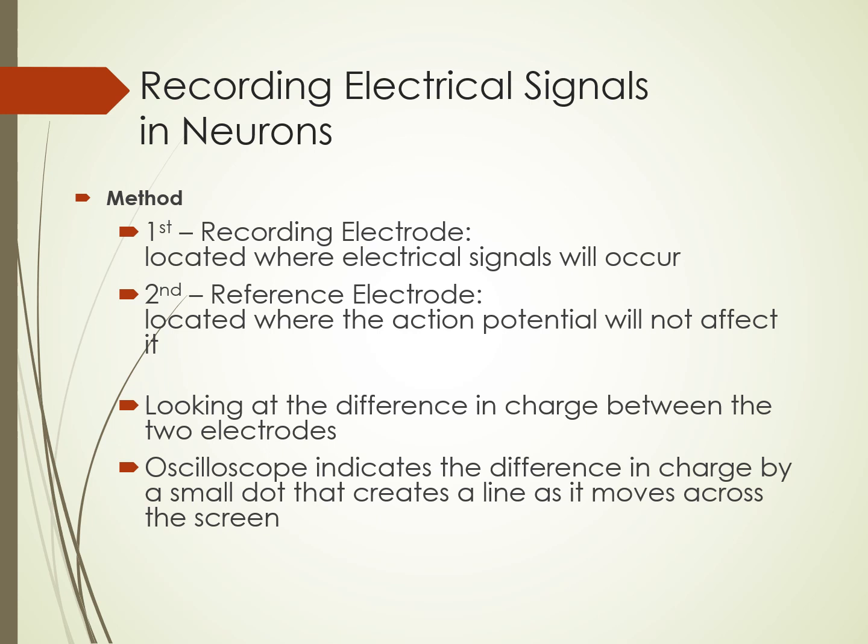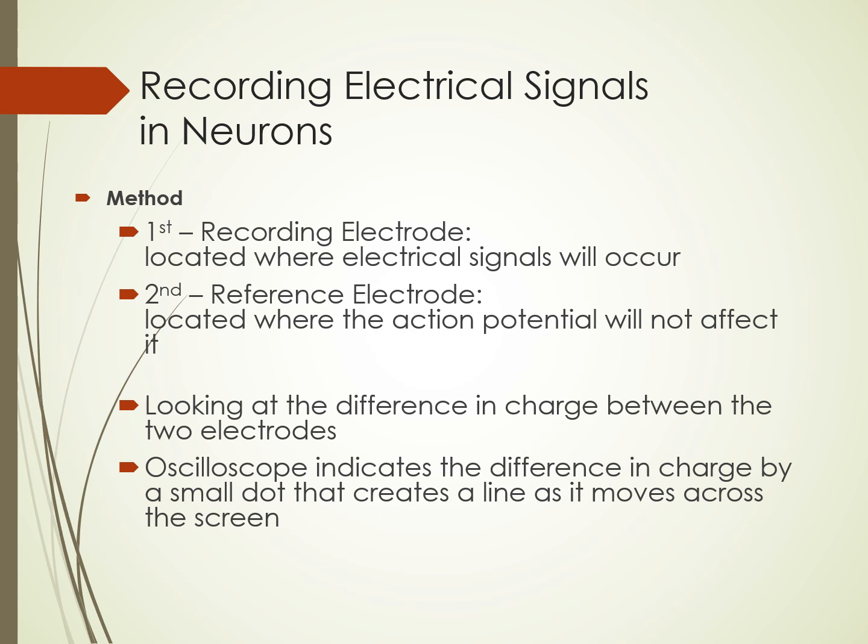And so what we're going to do is look at the difference in charge between these two electrodes. When we're looking at the action potential and we're saying it's about -70 millivolts, we mean that the inside of that neuron at its resting potential is about -70 millivolts in comparison to the extracellular fluid. So this is a comparison.